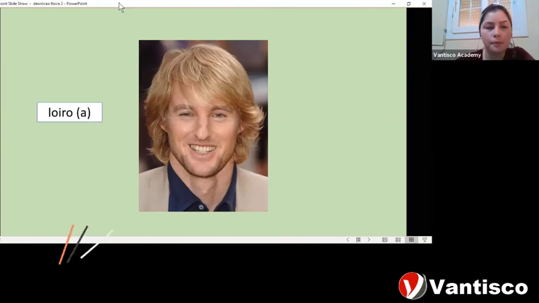So we have here blonde. Okay. Blonde. So, blonde, we call loiro for men. Blonde, loiro for men, okay? Blonde, loira, loira for woman.